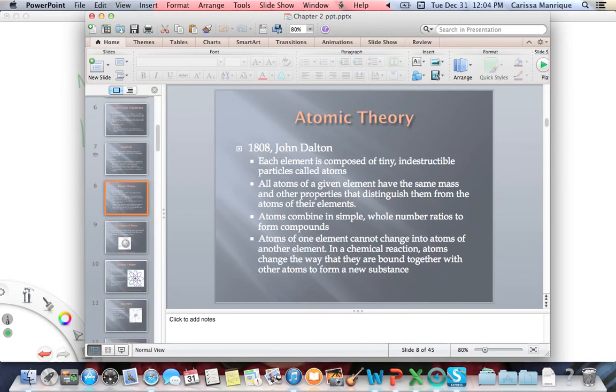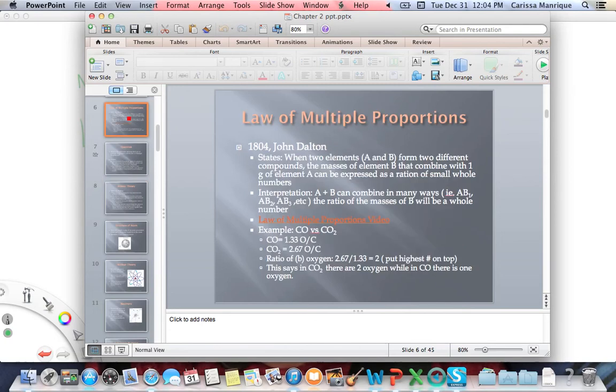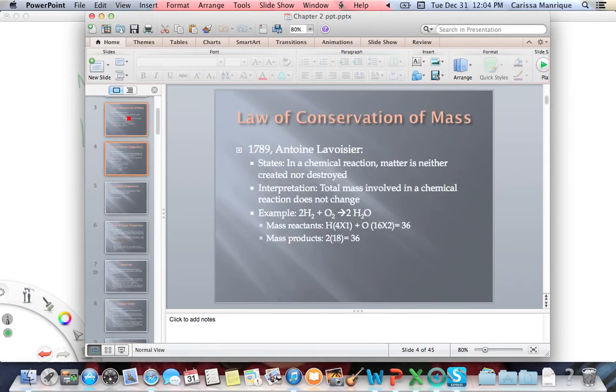So if you have water, if we come back over here, you notice here we have 4 hydrogen atoms and 2 times 1, 2 oxygen atoms. So you have the same amount of reactants as you do products.